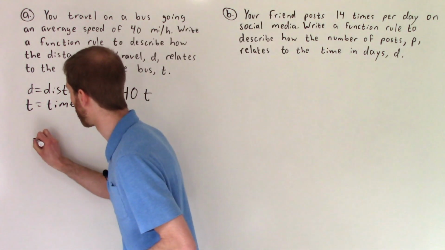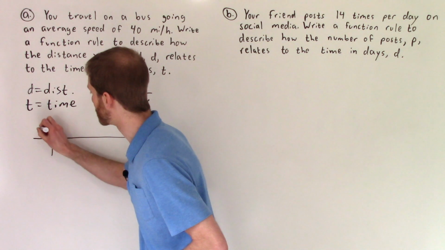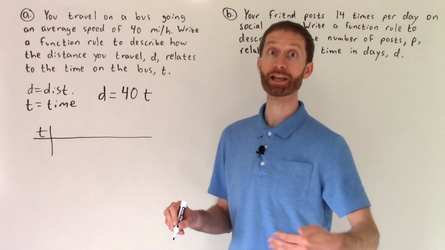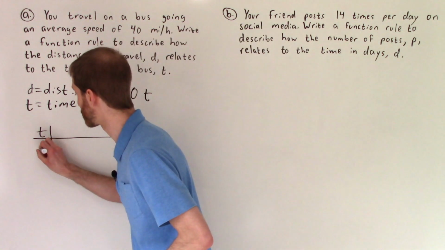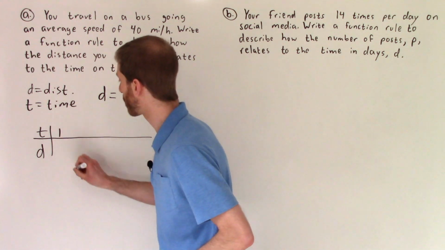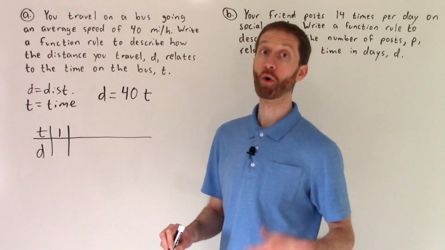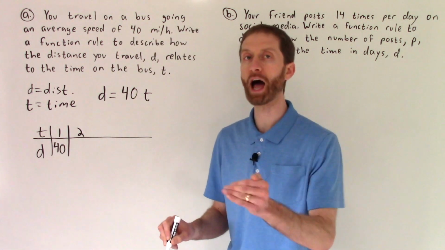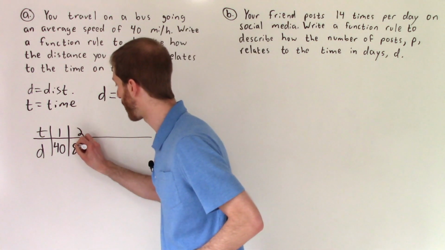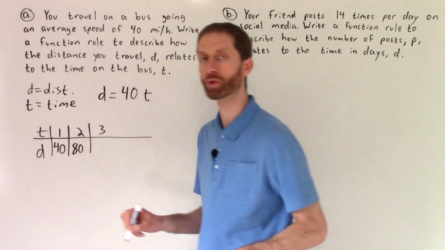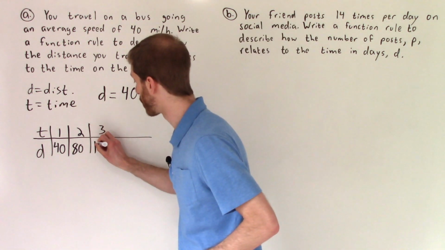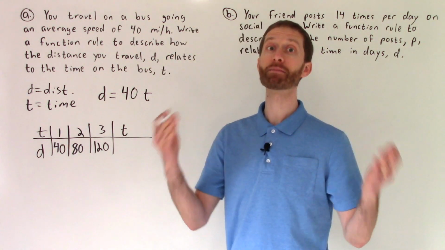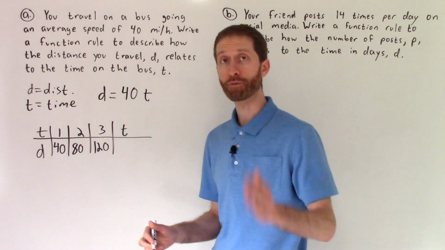Other people like to do out a table, so I'll do that now. In this problem, I'll do a horizontal table. We've got the t, time that we're entering in, and then our output is going to be the distance that we get out as we travel on this bus, because the distance relies on the time. After 1 hour, if we're going 40 miles an hour, we would go 40 miles, 40 times 1. After 2 hours, you're doing 40 times 2, which is 80 miles. After 3 hours, you're doing 40 times 3, which is 120 miles. And then after t hours, any amount of time that we travel for, you're going 40 times t.